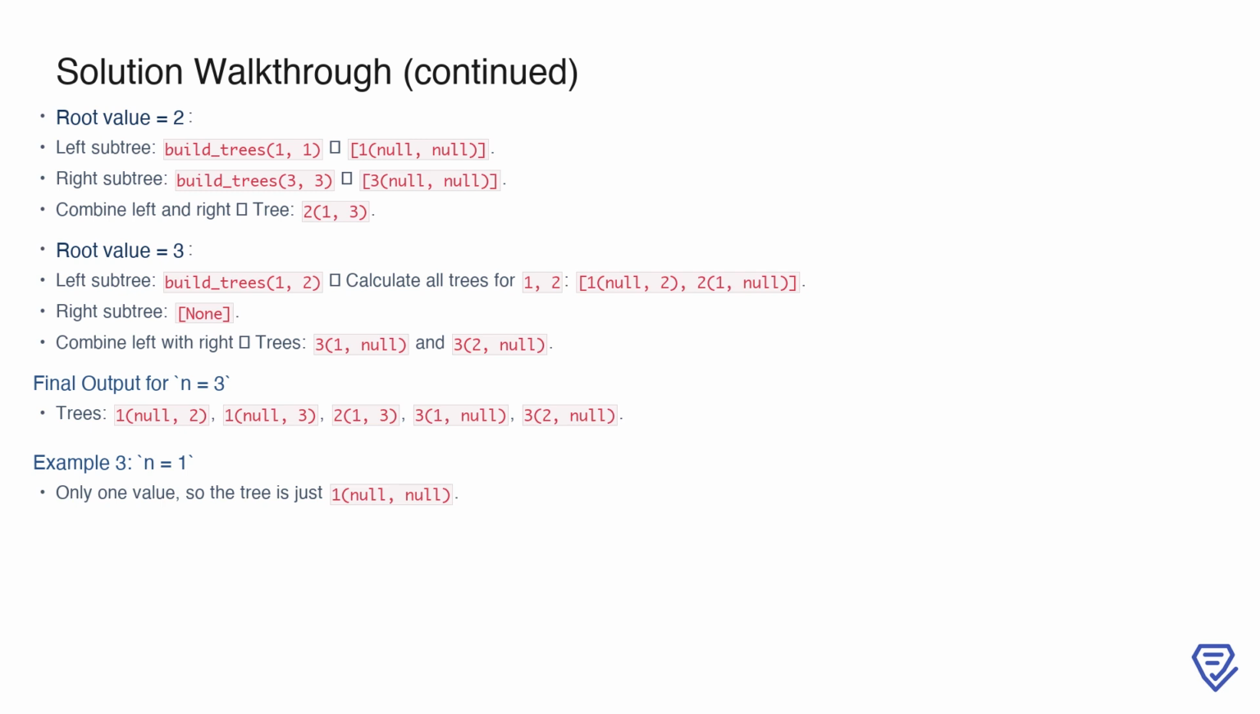Finally, when 3 is chosen as the root, we calculate the left subtree for the range 1 to 2. This produces two trees, one where 1 is the root and 2 is its right child, and another where 2 is the root and 1 is its left child. The right subtree is none. Combining these possibilities with root 3 gives us 2 more trees. Altogether, for n equals 3, we have 5 unique BSTs.